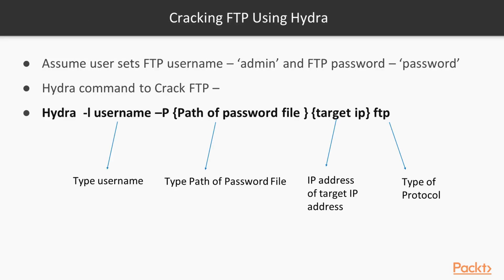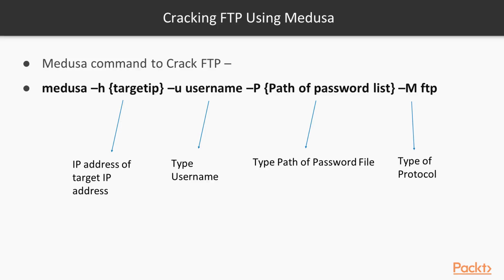There is a basic command that we can use: hydra -l, the username of FTP, -p, the password file of FTP passwords, and the target IP and the protocol name. For Medusa, it is almost similar: medusa -h, the target IP, -u, the username of FTP, -p, the password file of FTP passwords, -m ftp. These two tools are generally used in Kali Linux to crack protocol passwords. Hydra and Medusa are two of the most important tools available in Kali Linux to crack passwords.